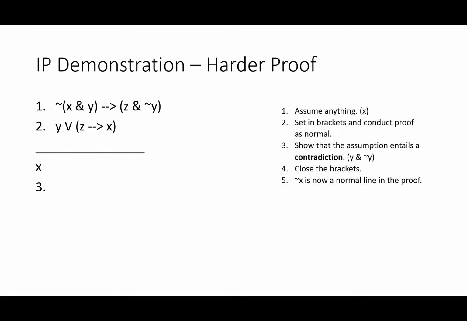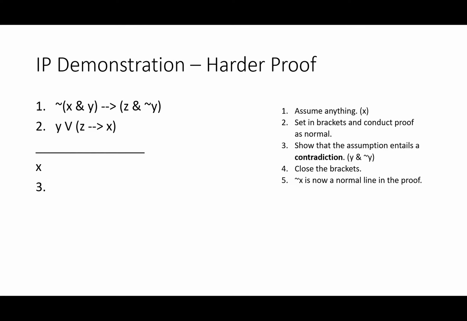Let's take a look at a proof that's quite a bit harder. Our first line, if it's not the case that x and y, then z and not y. Alright, second line, either y or if z then x. Conclusion, x. Well, this is a pretty messy looking proof with a very simple one-sentence letter conclusion. That makes it a great candidate for indirect proof.